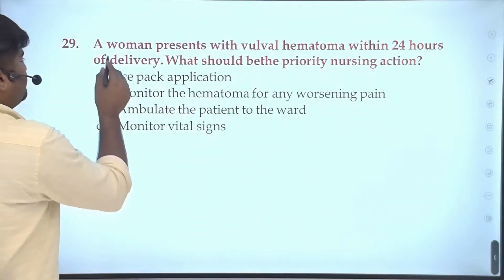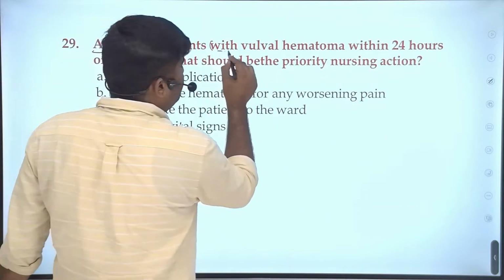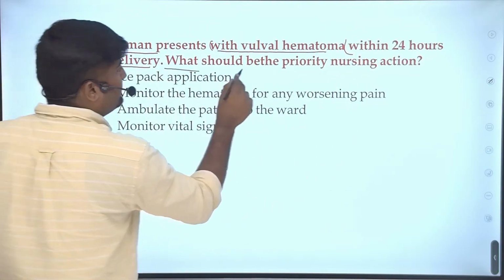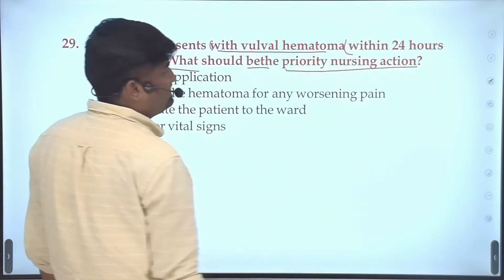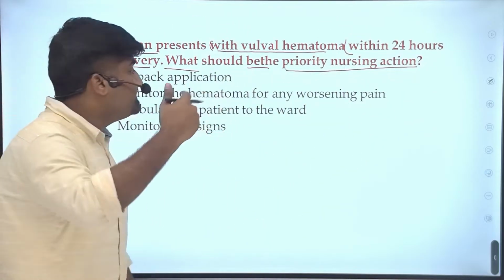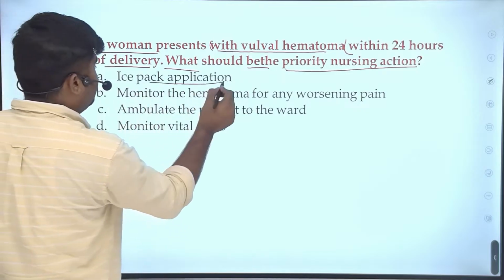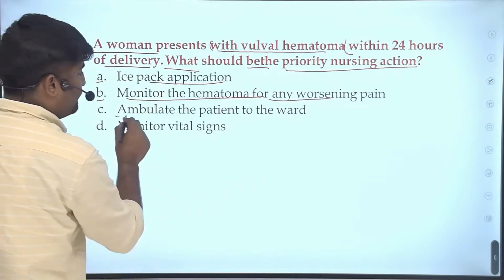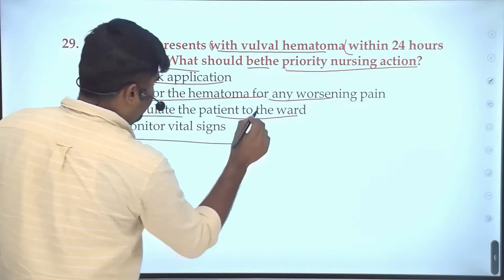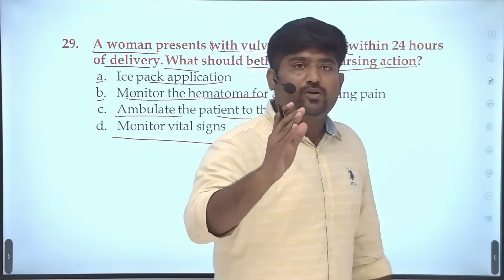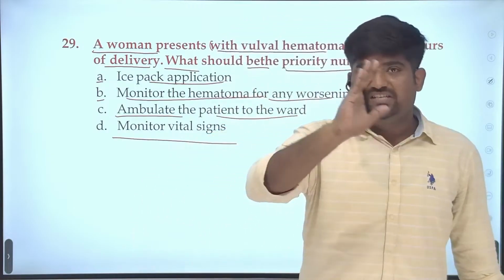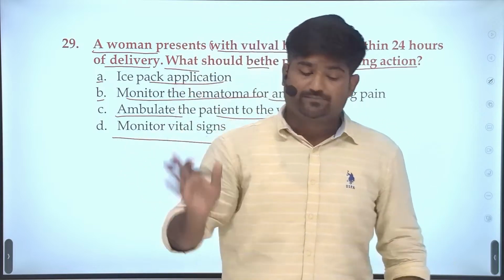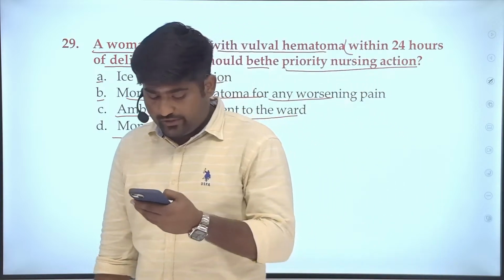Coming on to this next question: a woman presents with vulval hematoma within 24 hours of delivery. What should be the priority nursing action? Options: ice pack application, monitor the hematoma for any worsening pain, ambulate the patient to the ward, monitor vital signs. Now tell me, vulval hematoma during the puerperium, this is after the delivery it is going to happen. What are the clinical signs you are going to observe in the mother?